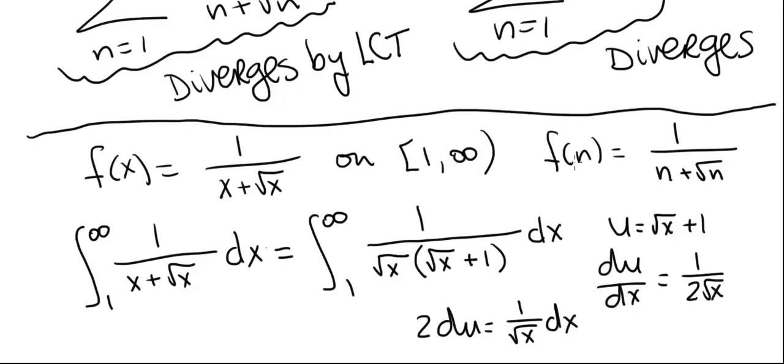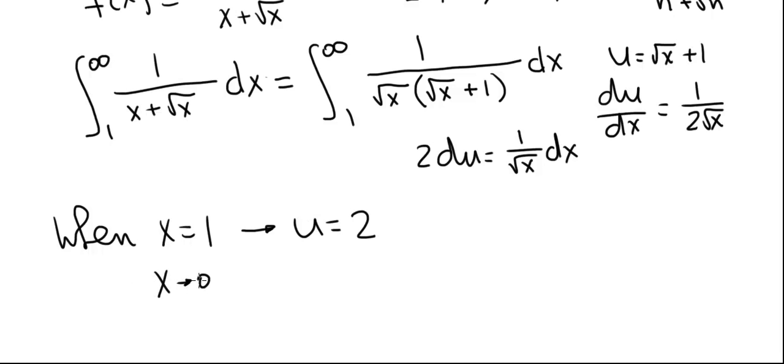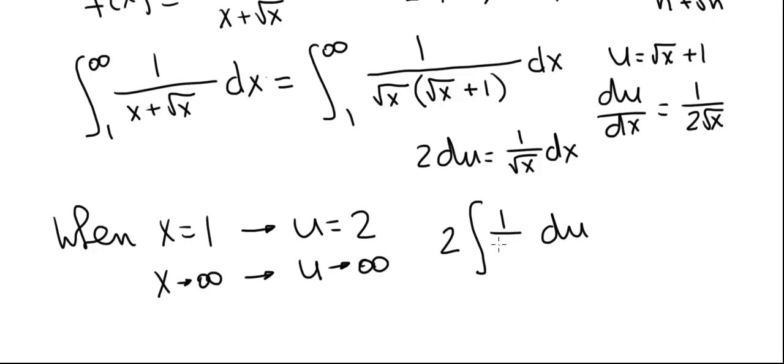And we need one more thing, our limits of integration. When x equals 1, u is square root of x plus 1, so that means u is equal to 2. And when x approaches infinity, u also approaches infinity. Then the integral in variable u becomes 1 over square root of x dx is 2 du, and then 1 over u in the denominator, and this is from 2 to infinity. This is equal to 2 times natural log of u evaluated from 2 to infinity.